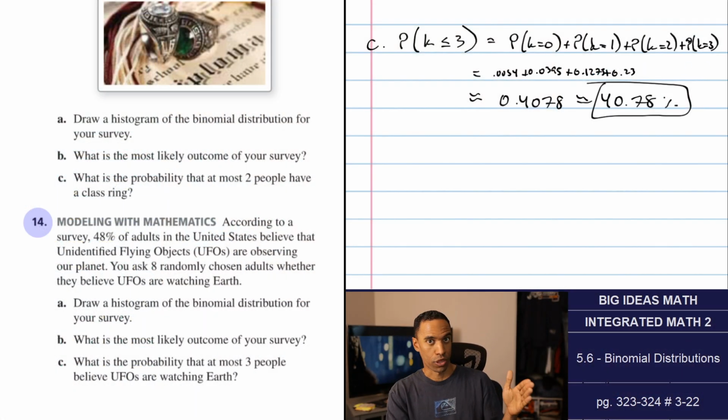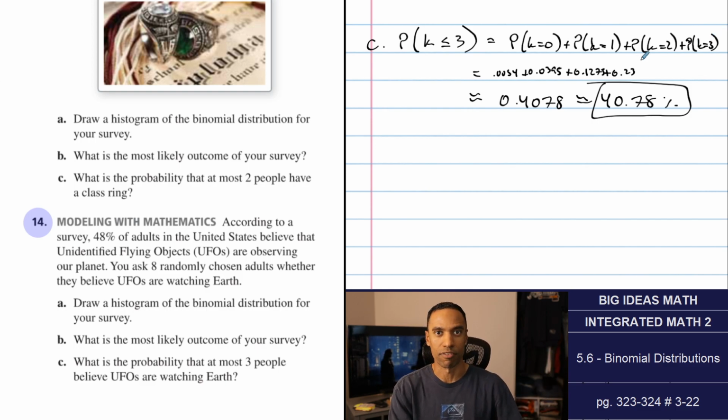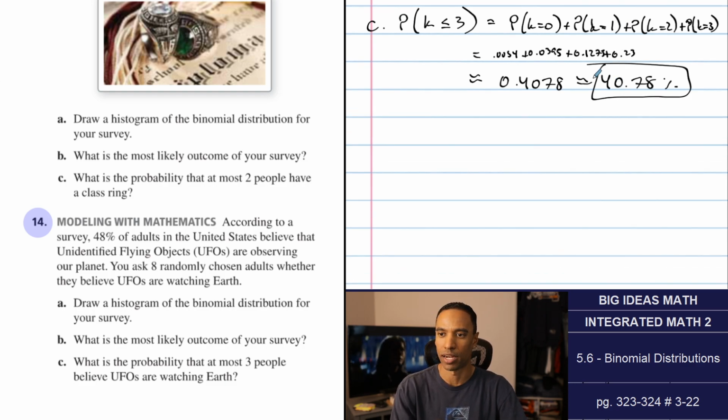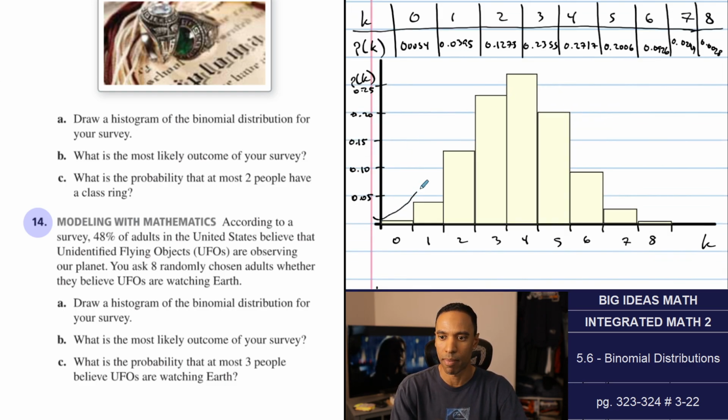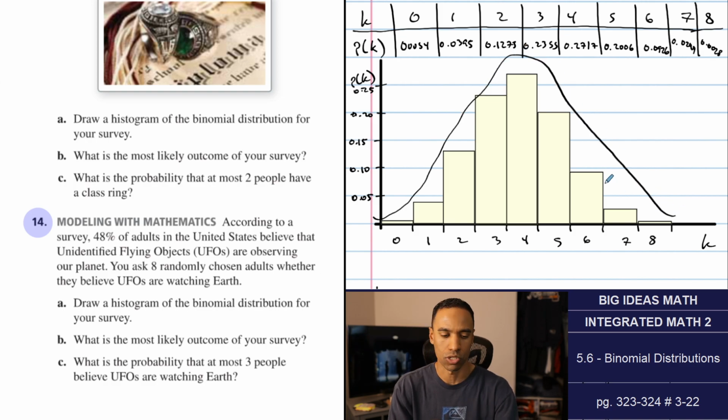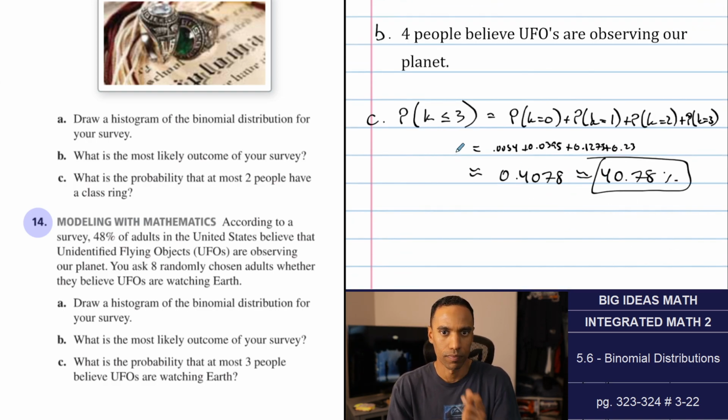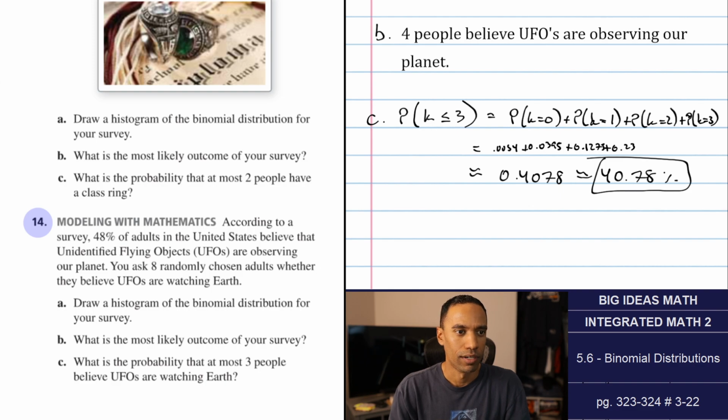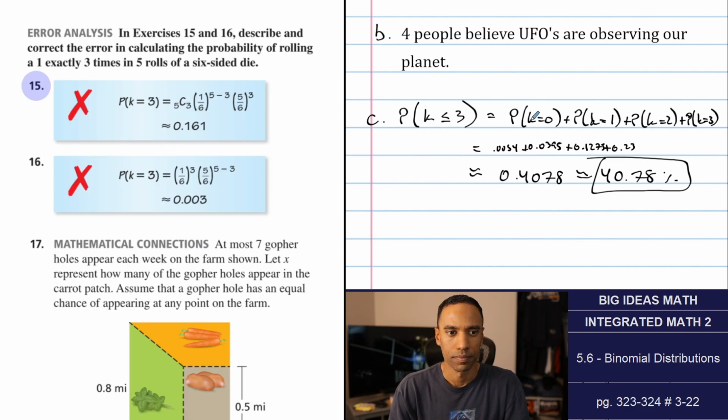Once you hit that fourth person, it really skyrockets to close to 70% or something like that, right? Because that's the most likely outcome, and then it kind of dwindles from there. But yeah, it's rather symmetrical appearing, as you see on that. So that's part C. Okay, number 15 and 16.